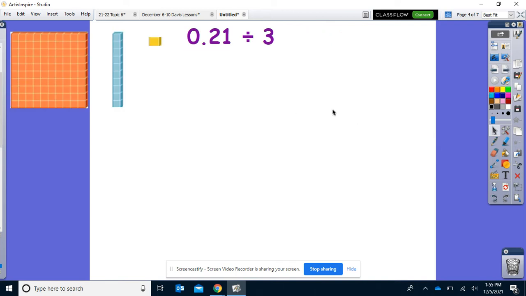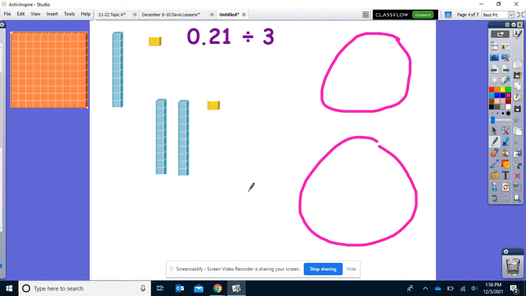All right, let's look at how we can use the base 10 blocks to do that same problem. So we're first going to pull out our 21 hundredths. So that's 2 tenths and 1 hundredth. And now we're putting it into 3 groups. Here's my 3 groups. So I see I don't have 3 tenths and I don't have 3 hundredths. So I know I have to do some trading before I can actually divide them into groups.